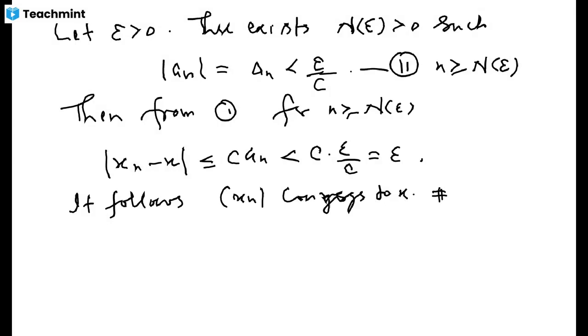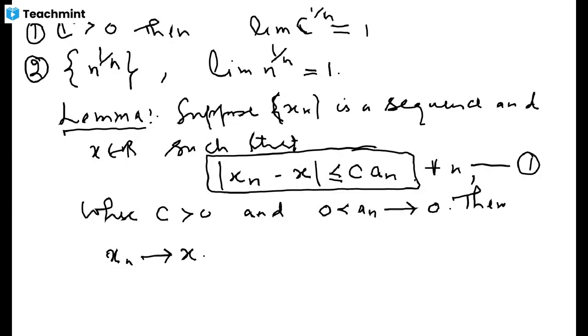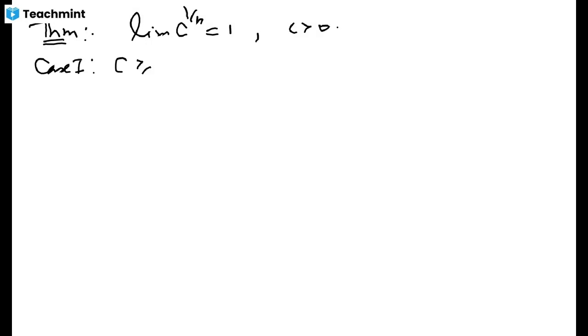The first thing that I'm going to establish is that for any positive number c, the sequence c power 1 by n converges to 1. So the limit of c to power 1 by n is equal to 1, where c is any positive number. I'm going to divide c into two cases. In case 1, I will take c to be greater than or equal to 1. And in the second case, we will discuss the scenario where c lies strictly between 0 and 1.